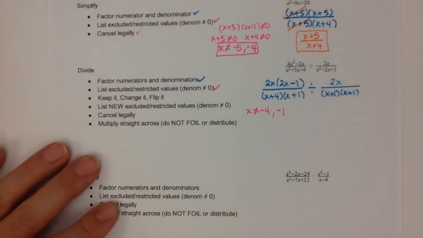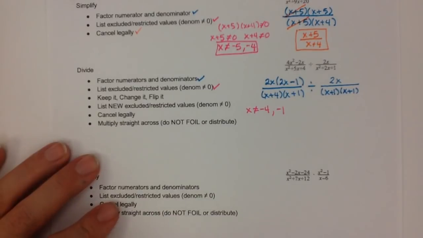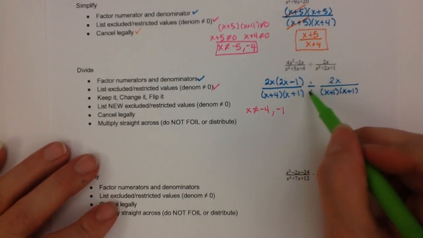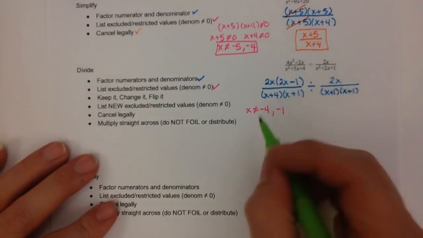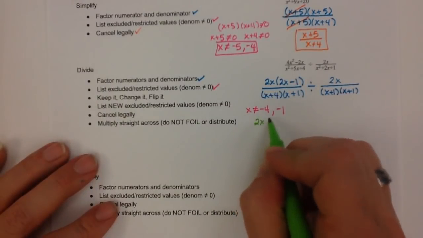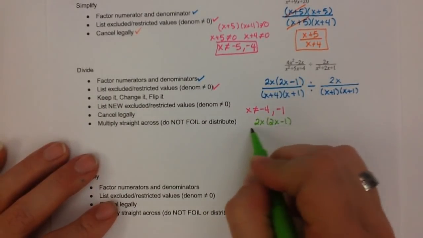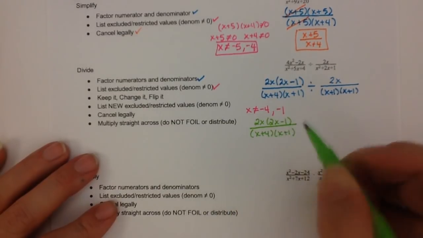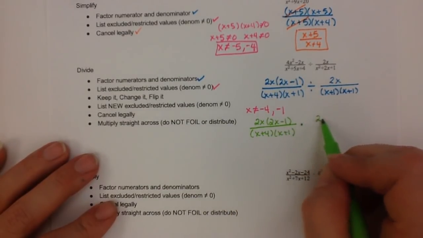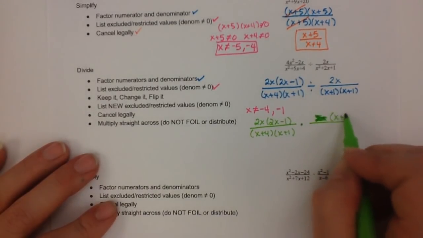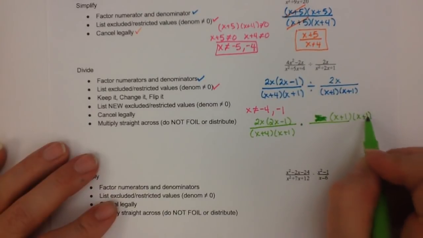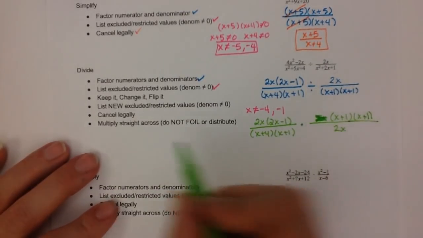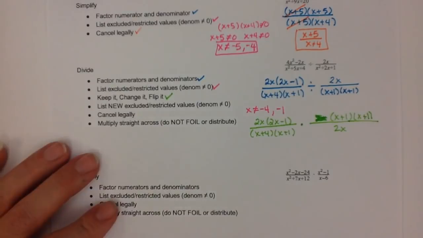Next we're going to keep it, change it, flip it. That means we keep the first fraction exactly the same, change division to multiplication, flip the second fraction. So now my problem is 2x times 2x minus 1 over x plus 4 times x plus 1, times 2x over, whoops, excuse me, I forgot to flip it, x plus 1 times x plus 1 over 2x. So keep it, change it, flip it.